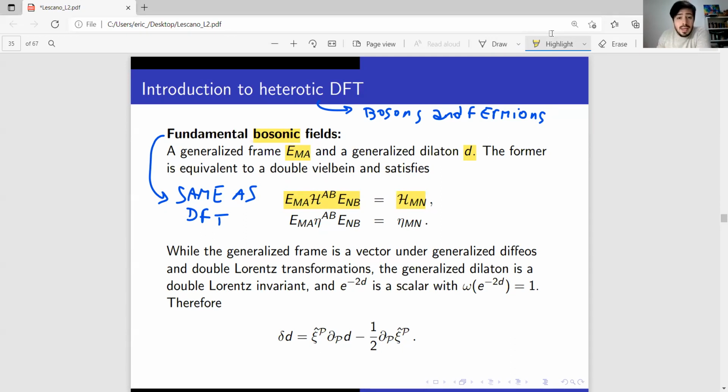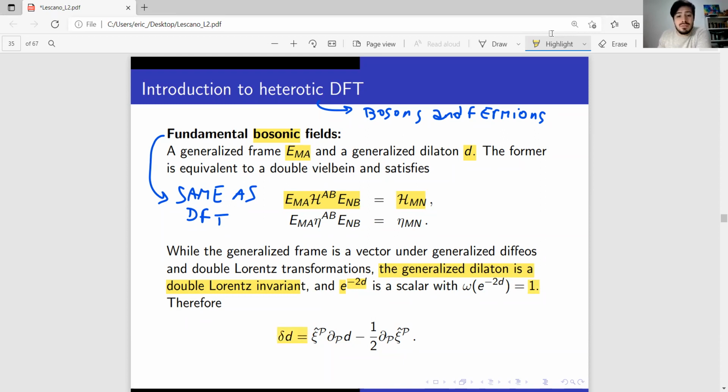So you know that the generalized frame is a vector under generalized diffeomorphisms and double Lorentz transformations, and the generalized dilaton is a double Lorentz invariant. The generalized dilaton is a double Lorentz invariant. This is new for us. And this combination, e to the minus 2d, is a scalar density with weight 1.